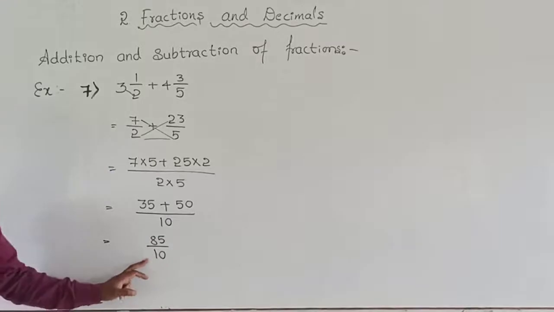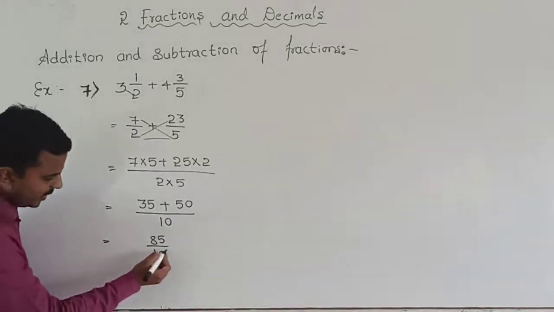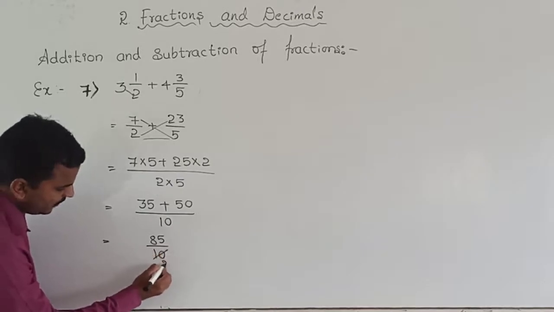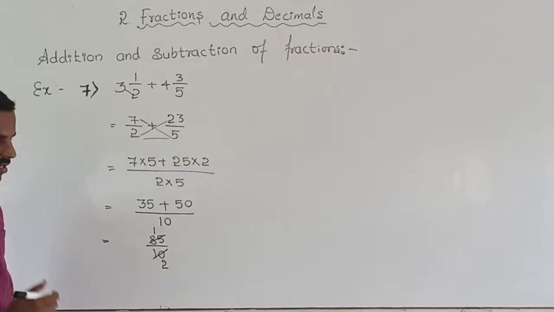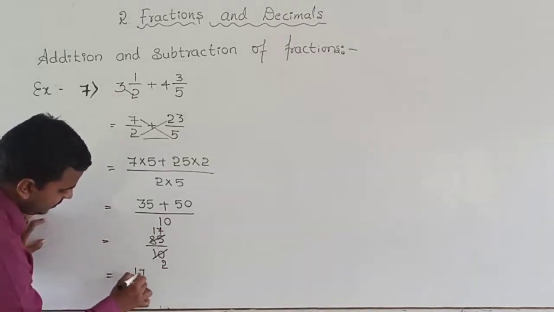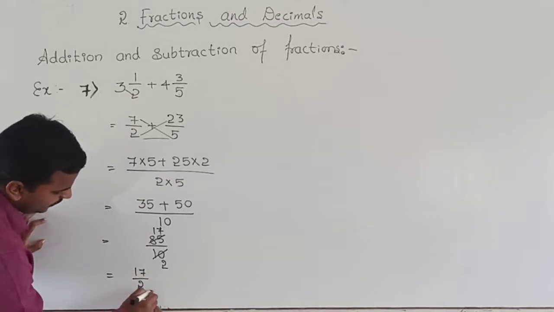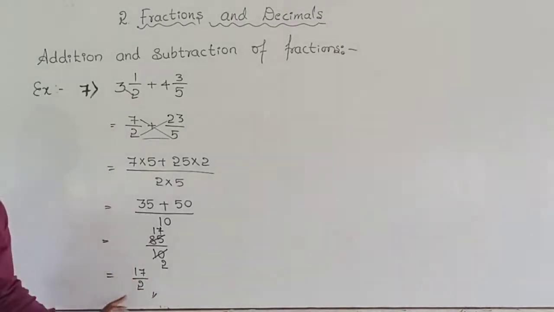Now these two numbers are found in the table of 5. You can cancel by using the table of 5. 5 2s are 10 and 5 1s are 5. Next, 3 is remaining, that is 35 7s. The answer is 17 by 2. Answer for this seventh one is 17 by 2.